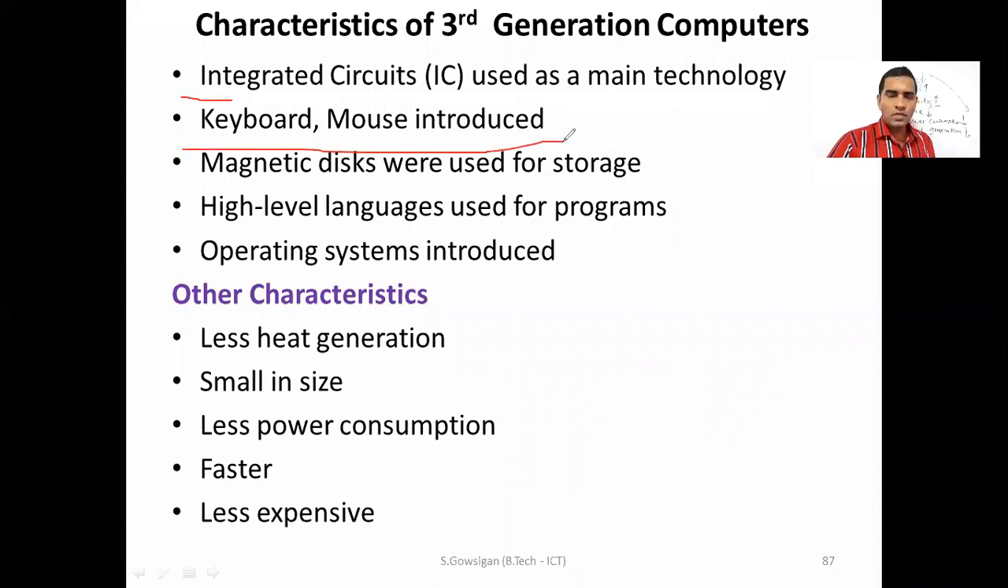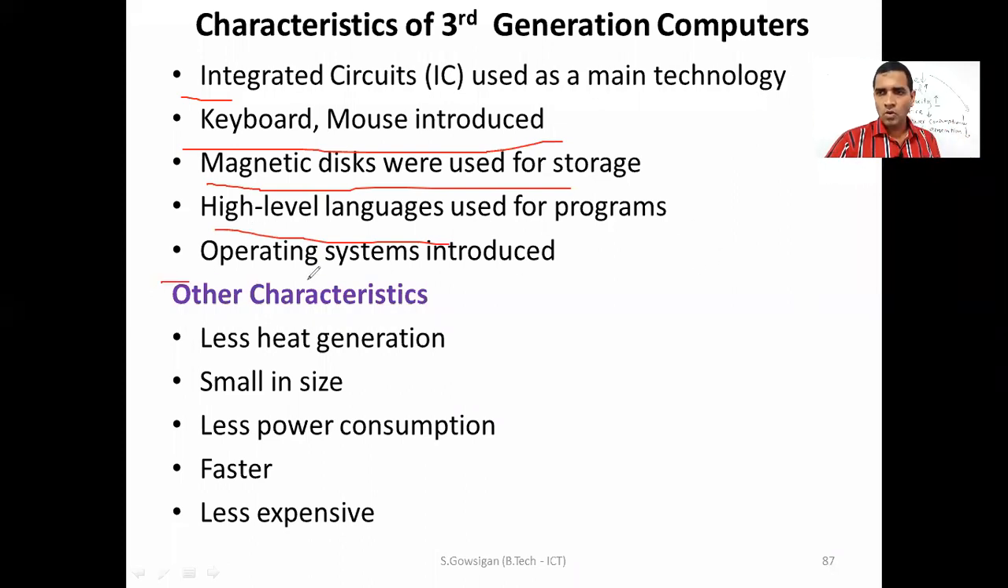Right. Here also the mouse and keyboard were introduced. You know, mouse and keyboard are inevitable nowadays. We all use them. They were introduced during the third generation. And magnetic disks were used for storage, right? Even in the previous generation it was there. And high level languages, I already explained, were started in the second generation, but they are in the third, even in the fourth and fifth. Now also we have high level languages, so I don't want to explain them again. These languages have simple English words for writing programs.